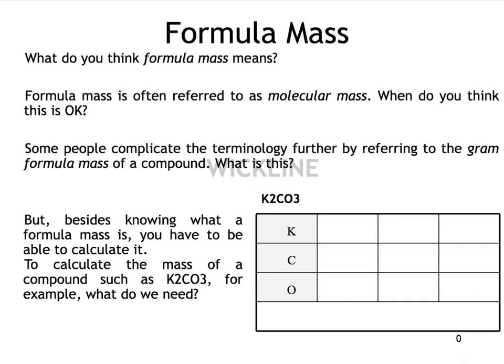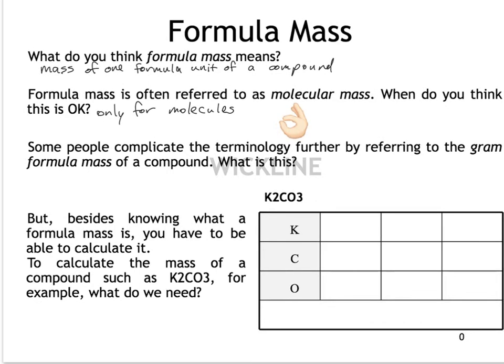Okay, formula mass. Formula mass is the mass of one formula unit of a compound. We also refer to it as molecular mass, which would technically only be okay if it's a molecule rather than an ionic compound. Other people will refer to this as gram formula mass, and it's the same thing, except that the unit will be grams per mole rather than atomic mass units, but the numbers will all be the same.